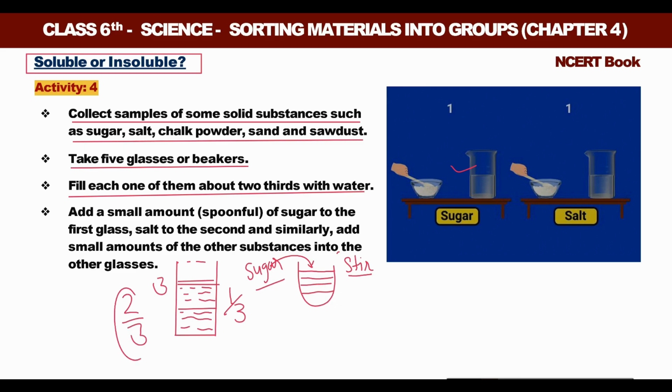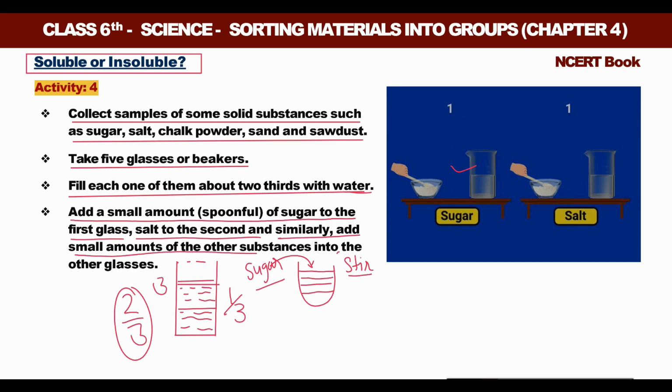Here, 2/3 means you are not filling the whole glass, but dividing the whole glass equally into 3 parts and filling 2 parts. Fill each of them about 2/3 with water. Add a small amount of sugar to the first glass, salt to the second. Similarly, add a small amount of chalk powder, sand and sawdust in the 3 other glasses.